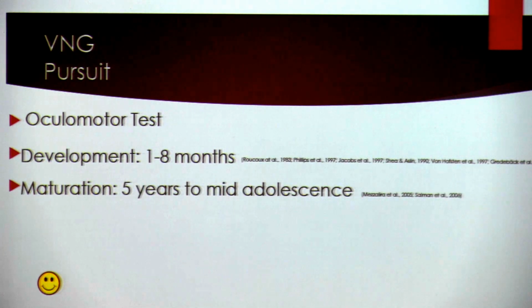The next ocular motor test is pursuit, and this is watching a moving target go back and forth at a constant rate, sort of like watching a pendulum go back and forth, or the smiley face go back and forth. Again, there is no normative data for this test, but children 1 to 8 months are developmentally able to do this test, and their system is mature enough to be compared to adult normative data starting at 5 years.